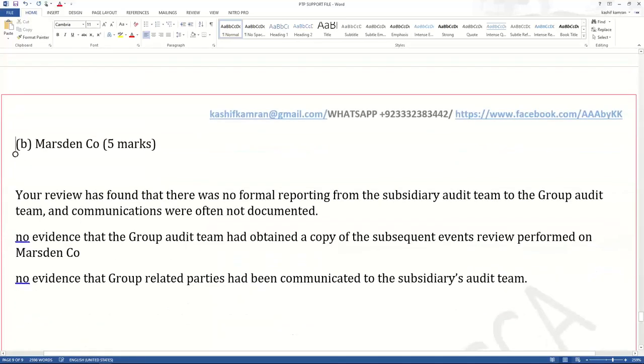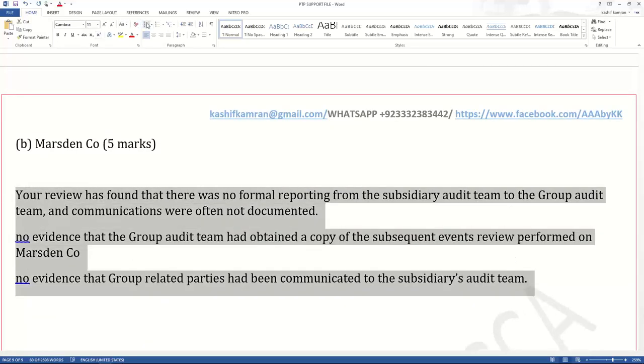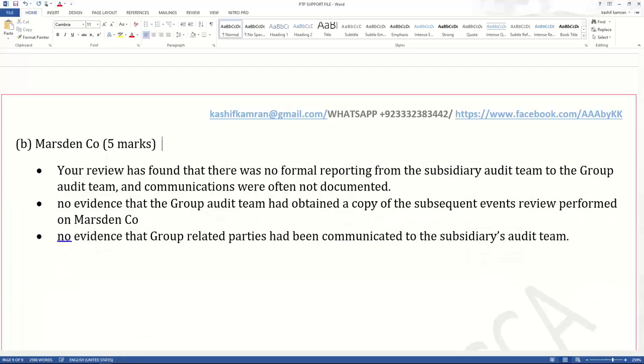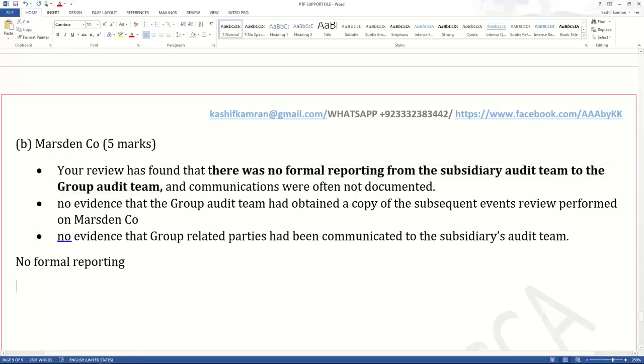So you found the issue, that's the first target. After you found the issues, your next target is to convert the issues into a proper answer. So first read, then plan, and then write. Read, plan, write. We read, we planned, now we're writing. Your review has found there was no formal reporting from the subsidiary team to the group team. So no formal reporting becomes the first heading. Under the no formal reporting, you raise the issue. Your review found, number one, there was no formal reporting from the subsidiary team to the group team. And you write under.